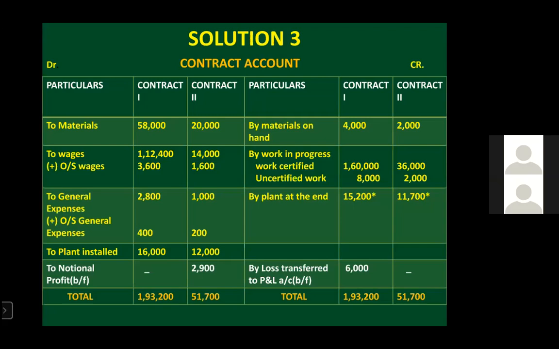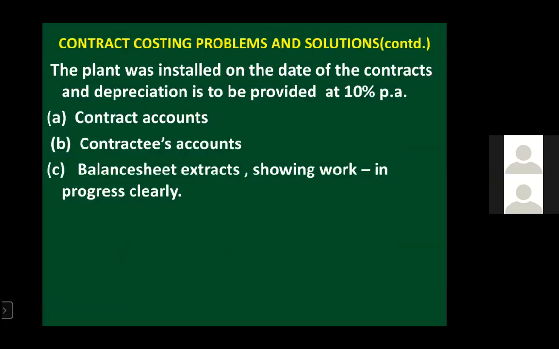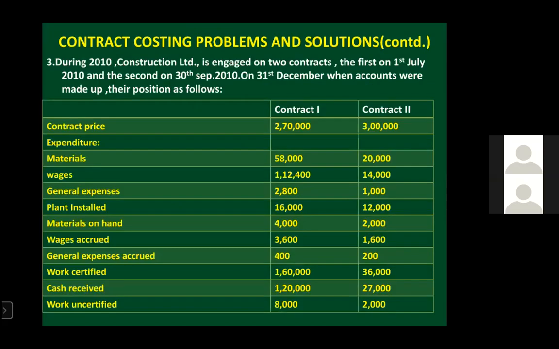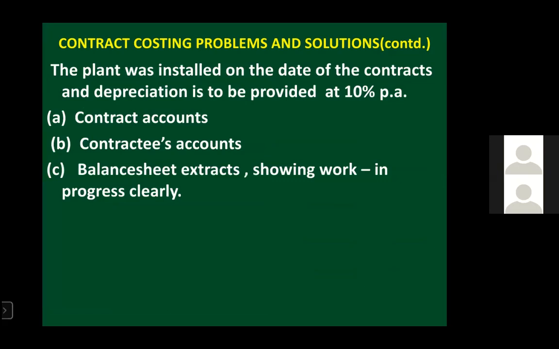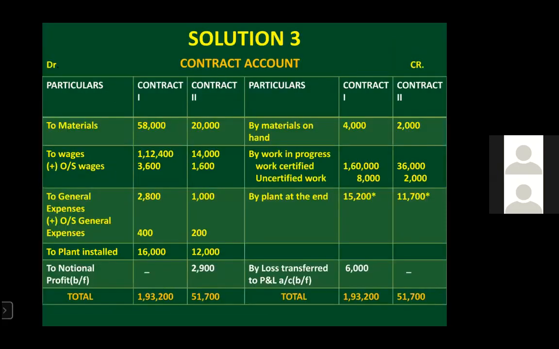How I got this value 15,200: look at the value on the debit side, 16,000. What is the percentage of depreciation? 10 percent. The first contract started on 1st July, which means I made use of the plant for only 6 months, from 1st July to 31st December. So the depreciation for the first plant is 16,000 into 10 percent into 6 by 12. Then you will get 800 as the depreciation.